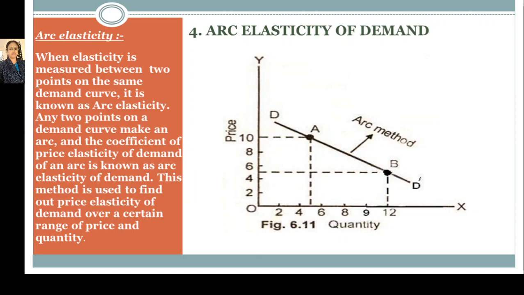So here we have four methods of measuring the price elasticity of demand: the percentage method, the total outlay method, the point method, and the fourth one is the arc method. So we can summarize this: with the help of these four methods, the measurement of price elasticity of demand is done.